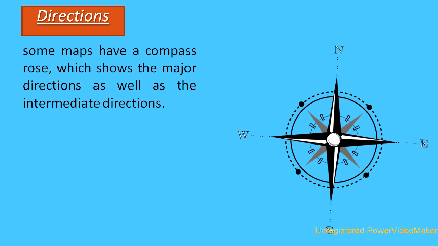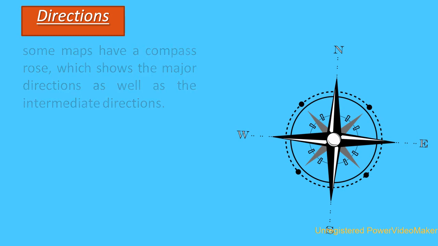Some maps have a compass rose which shows the major directions as well as the intermediate directions. In some maps you will find this kind of picture that we can see right now on the right side of the screen. The picture is marked with N, E, S, W, and these are the major directions: north, south, west and east. In between you will find grey colored hands that are the intermediate directions: northwest, southwest, northeast, southeast. So in some maps this kind of picture will help you to find the direction of a place.